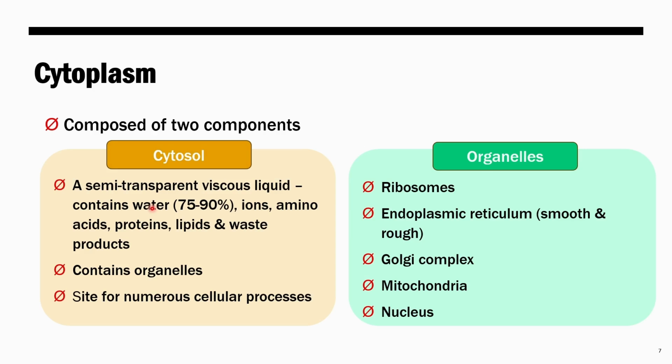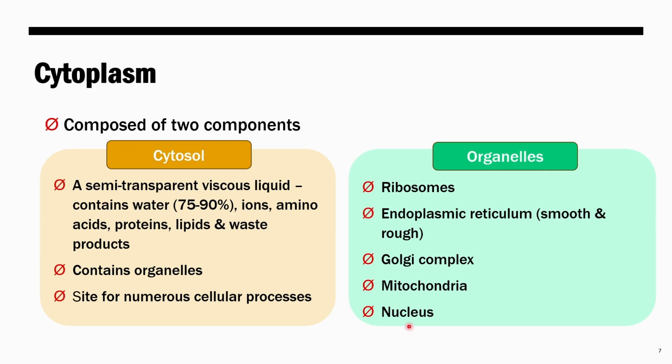Our next component is cytoplasm. Cytoplasm is composed of mainly two parts, cytosol and organelles. Cytosol is the semi-transparent liquid matrix that is mostly composed of water. And in addition to that, there are ions, amino acids, proteins, waste products, many things. And in the cytosol, you can find organelles. Cytosol is the place where numerous cellular processes take place.